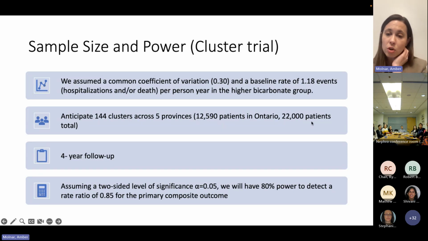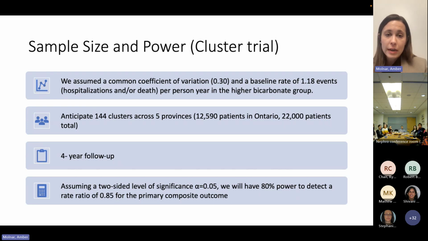And because of this large number of patients that was needed, we initially had proposed this to be more of a national trial where we would be including actually 5 provinces from across Canada with up to 144 dialysis units and more than 22,000 patients. And even with all of these patients and over a 4-year follow-up, we would still only have 80% power to detect a rate ratio of 0.85 in our primary outcome.